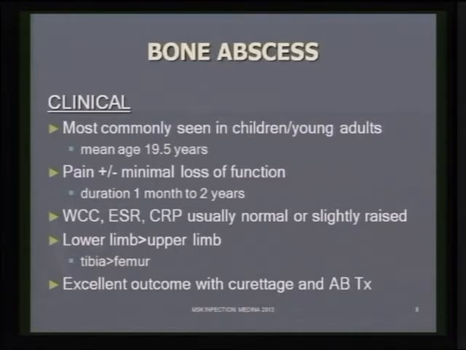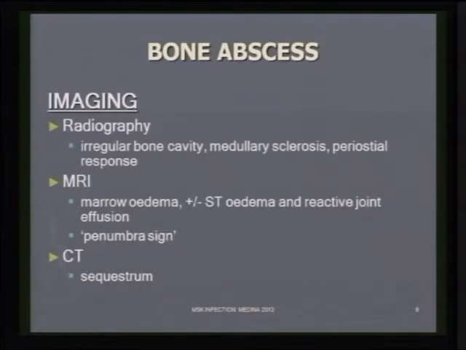So again, when you have a lesion with symptoms lasting up to years, we're thinking of infection as much more unlikely. And as I've mentioned before, the blood results are usually normal, only minimally raised. It's more commonly seen in the lower limb, and the commonest bone is the tibia. And the importance of making the diagnosis is not just for that fact in itself, but it has a very excellent outcome in terms of treatment with curettage and antibiotic treatment. So it's important to be able to make the diagnosis early.